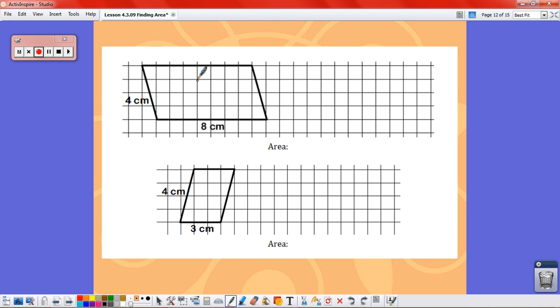Now I have a parallelogram. Parallelograms are actually pretty easy. Gonna go ahead and cut it off right here. So this part's easy. It's 4 tall, 1 wide. Now I just need to add this part on, which is 8 wide.